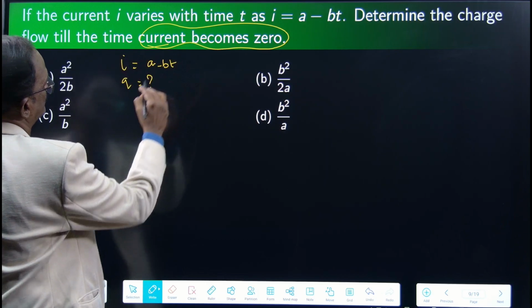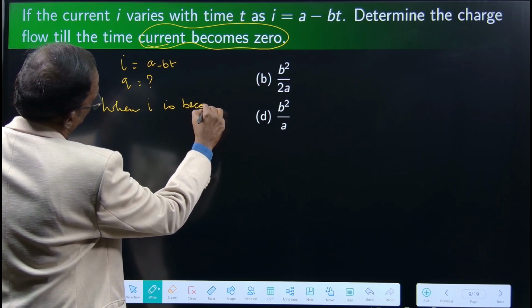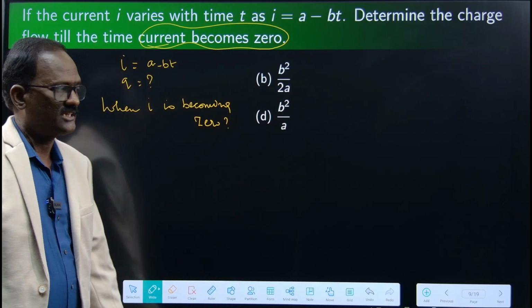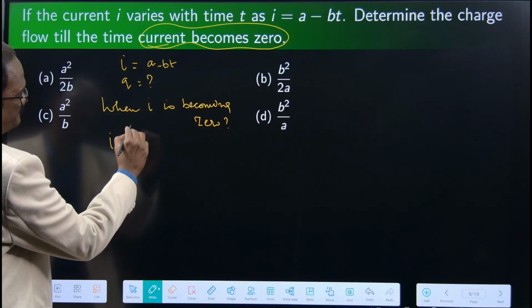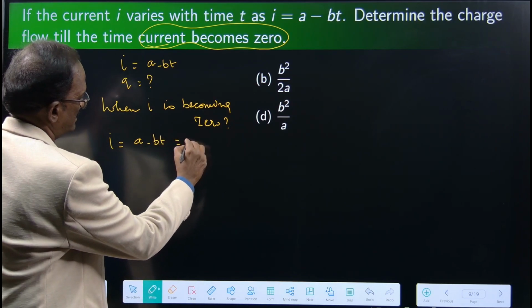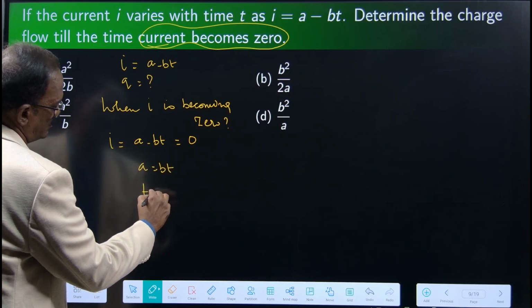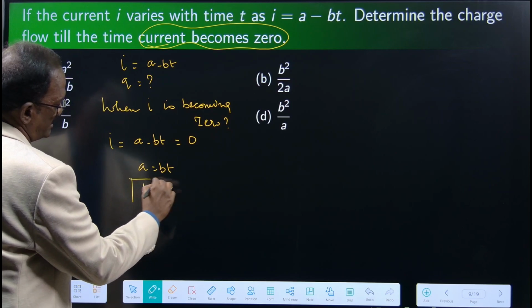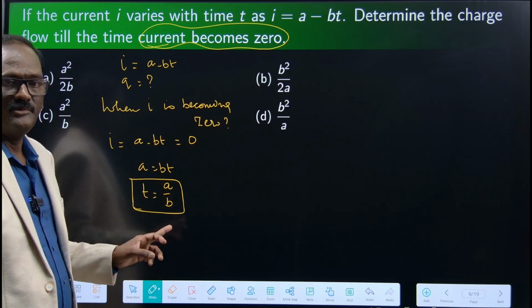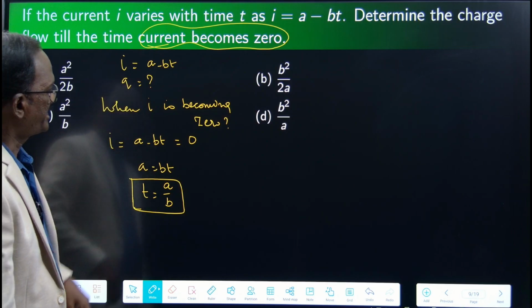First step, when I is becoming 0. First, let us find this time. I is equal to A minus Bt. Put I equal to 0. So A is equal to Bt. t is equal to A by B. When t is equal to A by B, the current is going to become 0, right? The question is to find Q.